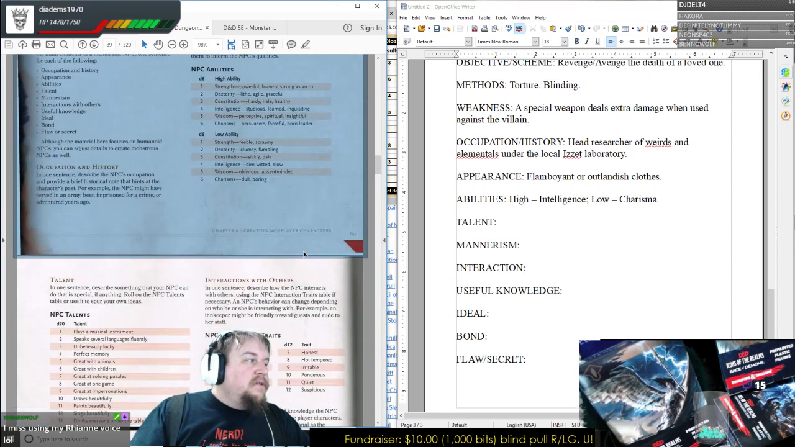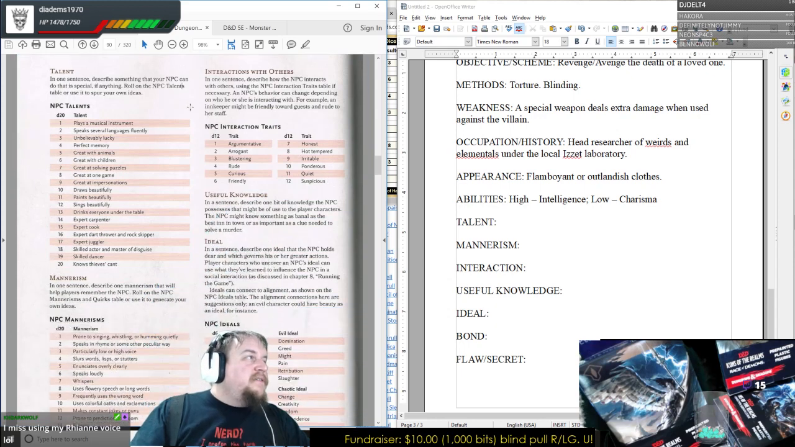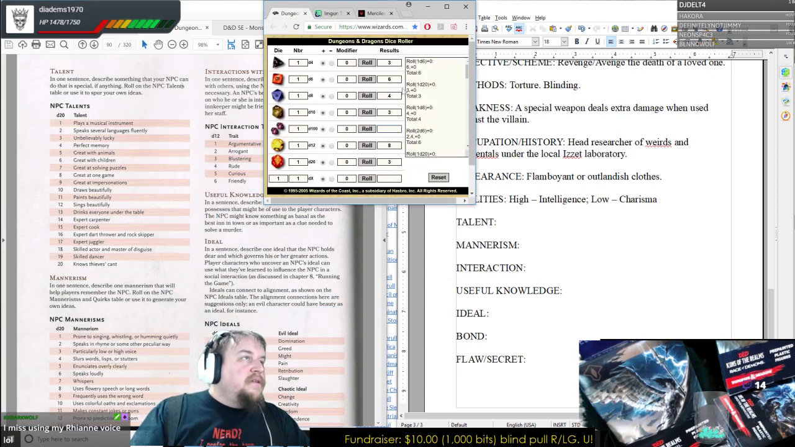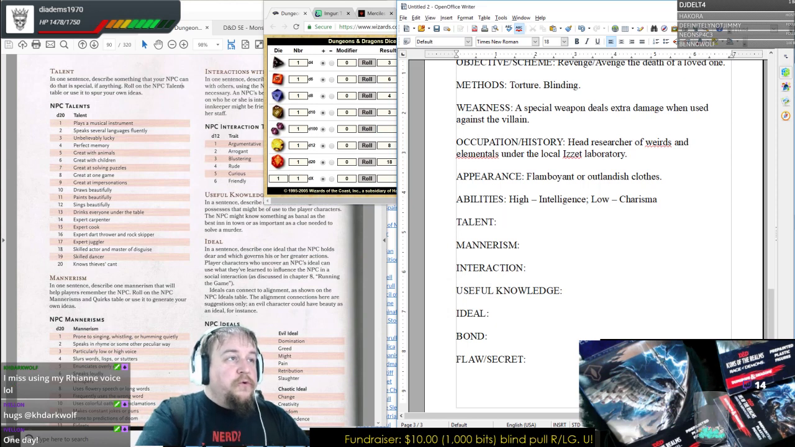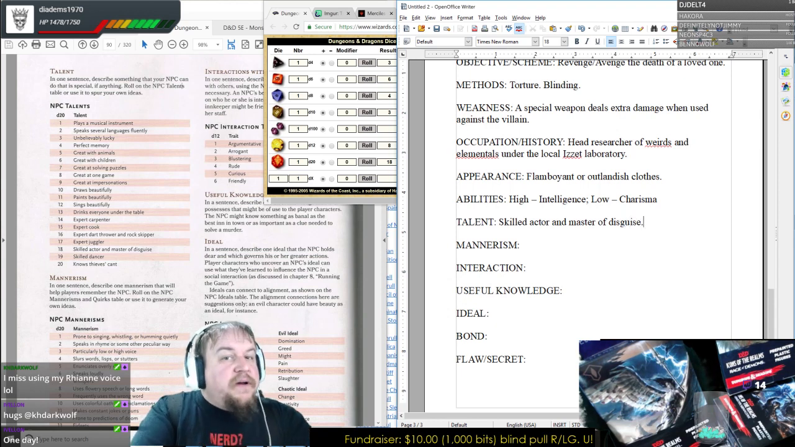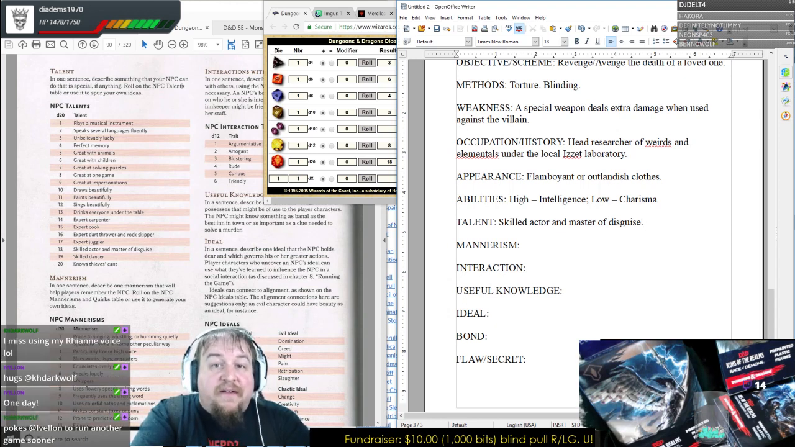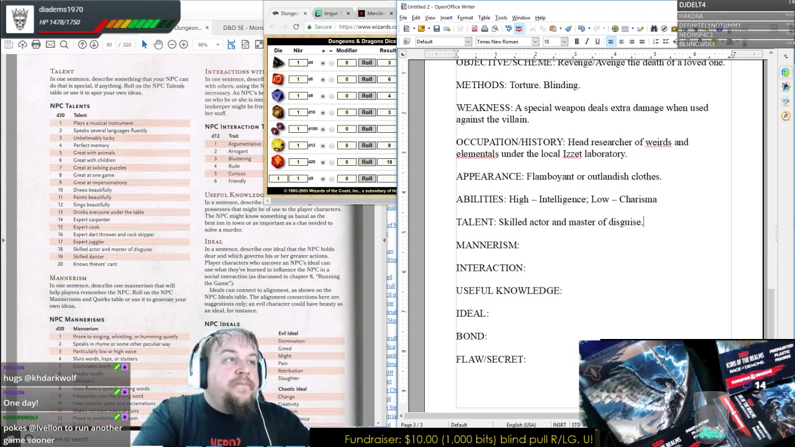Talent. Villains Got Talent. VGT. The new show that's sweeping the kingdom. D20. 18. A skilled actor and master of disguise. Ooh. He has a low charisma. He has a high intelligence. A master of disguise doesn't have to be charismatic, but can have cantrips and other spells to help out.